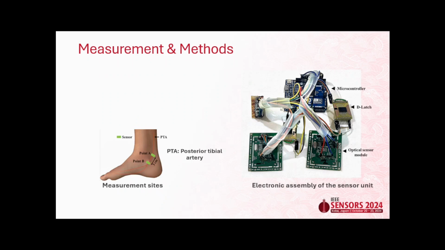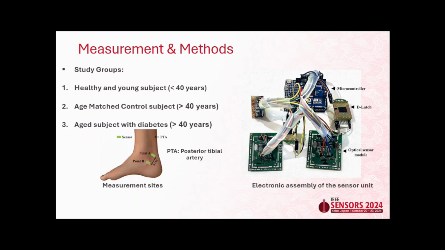For this, the study utilized two PPG sensors placed on the posterior tibial artery, as shown in the figure. The posterior tibial artery is a critical site commonly measured by clinicians to assess peripheral arterial disease. The sensor unit consisted of an optical sensor with an LED and a photodetector, a microcontroller with an AC to DC converter and a serial communication interface, a D-latch to avoid interruptions in communication, and a power supply unit.